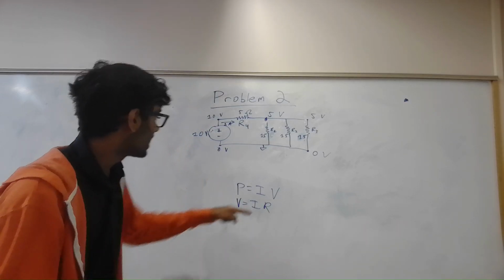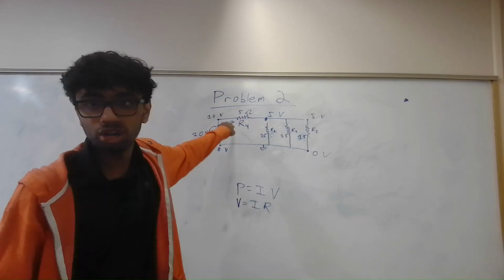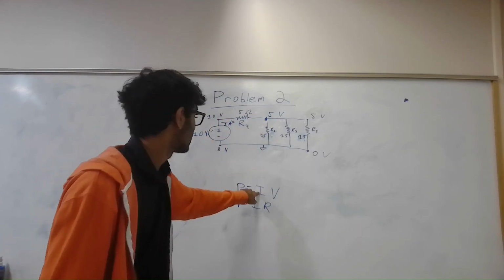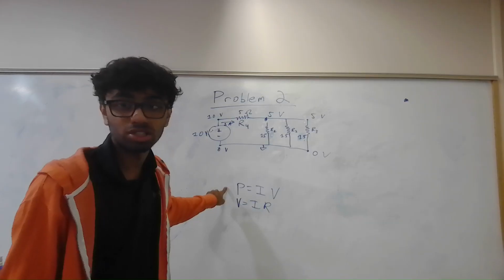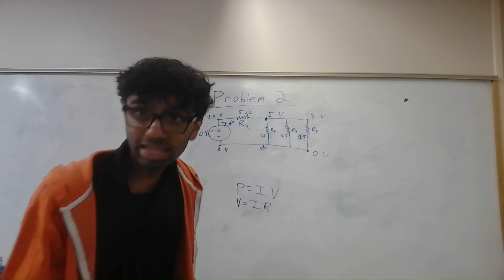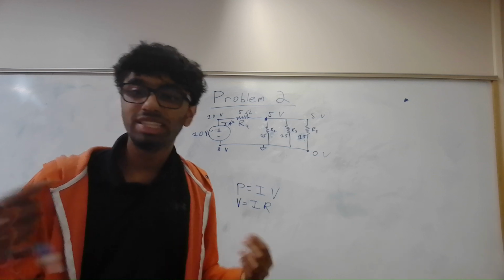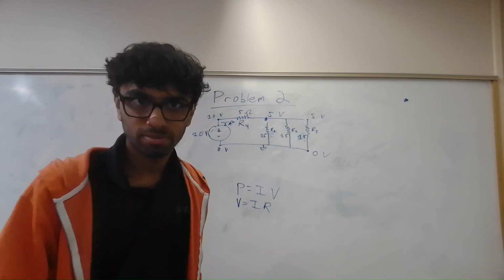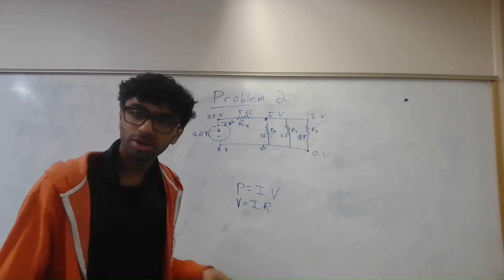So negative 5 volts, because that's the voltage drop across that resistor, times 1 amp gives us negative 5 watts to that resistor, as in it dissipates 5 watts. The battery supplies 10 watts, the resistor dissipates 5 watts. Okay? However, we don't need to do that.